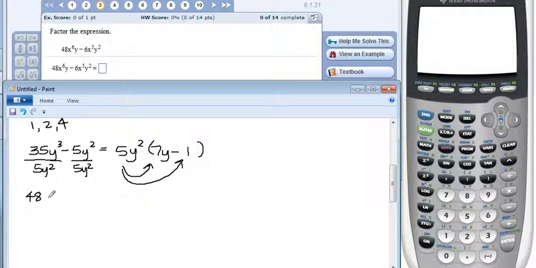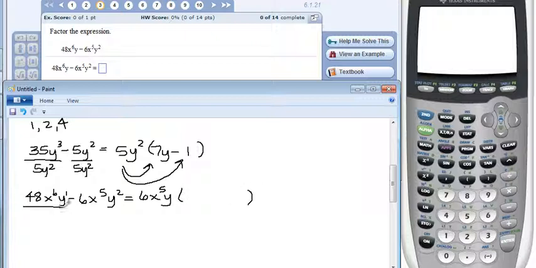Okay, 48x to the 6th y minus 6x5y squared. All right, so again, we're going to start with the numbers. We're going to see what divides into a 48 and a 6 at the same time, the biggest number, and that's a 6. And I've purposely chosen some pretty easy numbers for you. 6 goes into 6, 6 goes into 48, 8 times. Now I'm going to look at my bases. I've got x's and I've got y's. So my lowest power on my x's is a 5, and my lowest power on my y's is a 1.